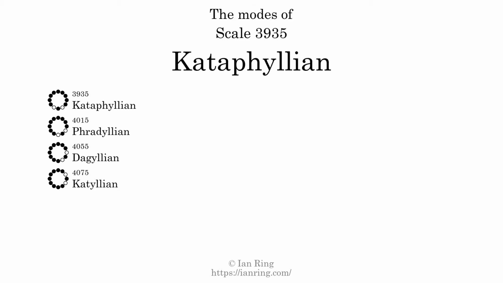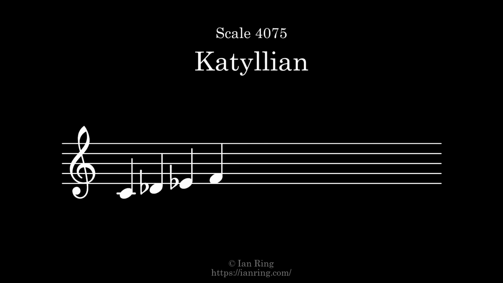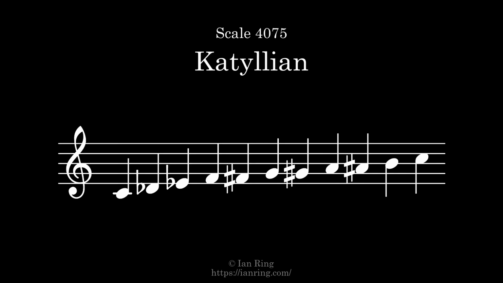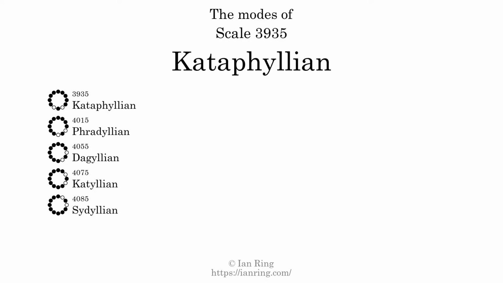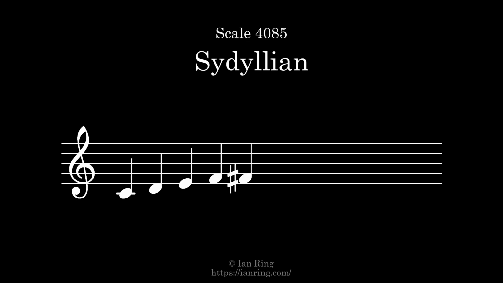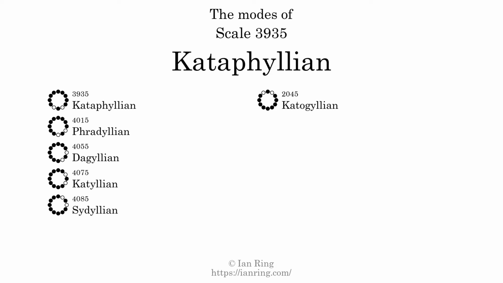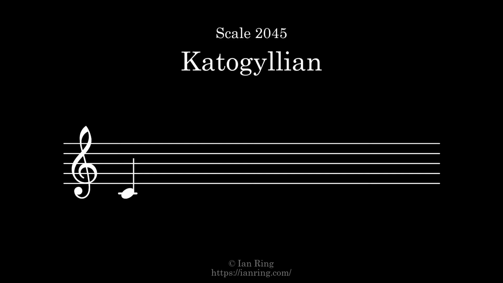The fourth mode is scale 4075, also known as Coherence. It sounds like this. The fifth mode is scale 4085, also known as Mixodillion. It sounds like this. The sixth mode is scale 2045, also known as Kataphyllian. It sounds like this.